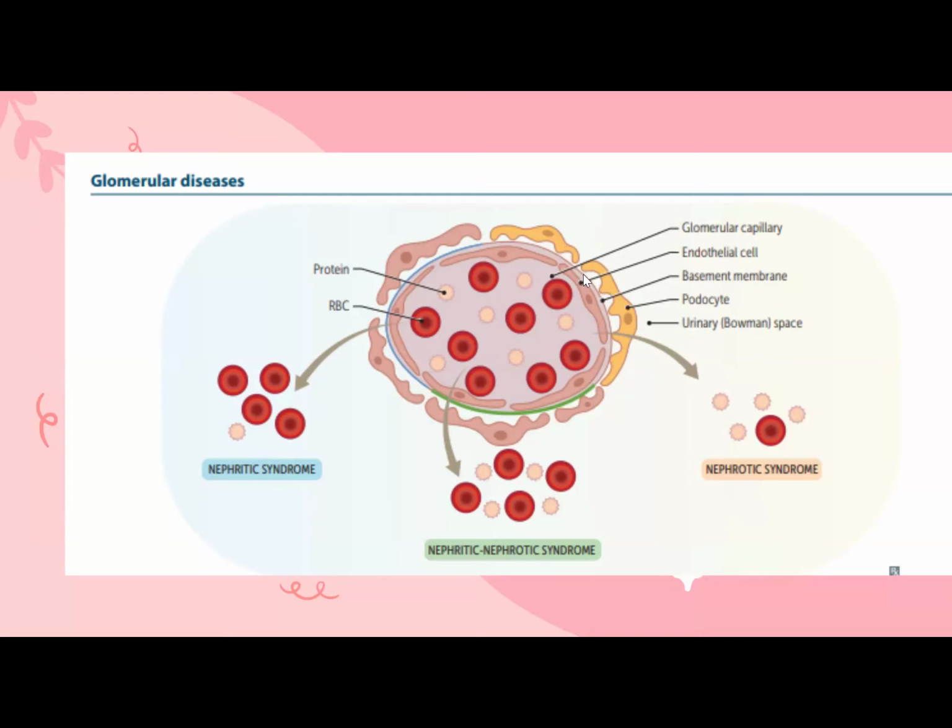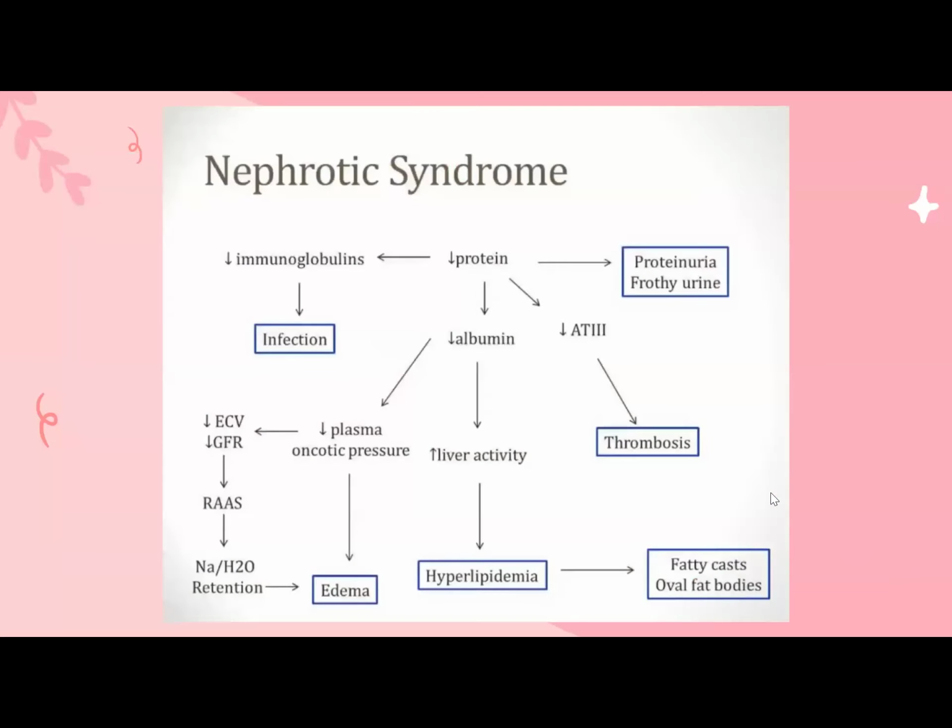When you lose either the basement membrane or there's something that goes wrong with the podocytes, now you've lost your size barrier, you've lost your charge barrier. Now albumin can very easily escape, and that is what makes nephrotic nephrotic.